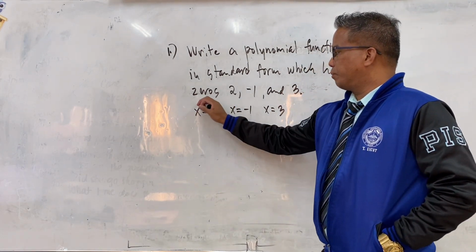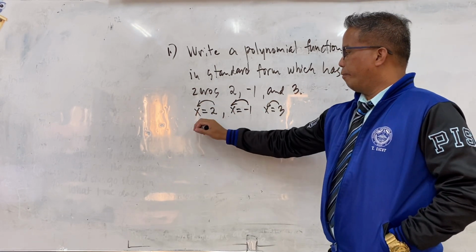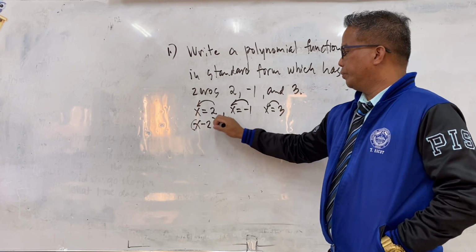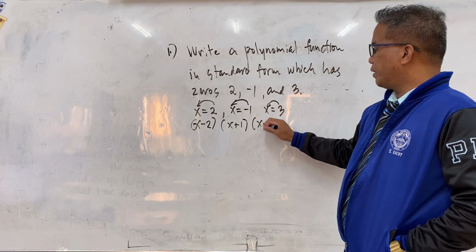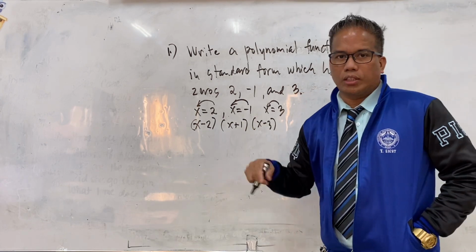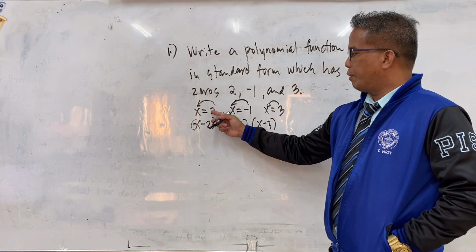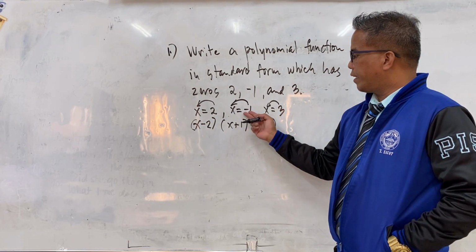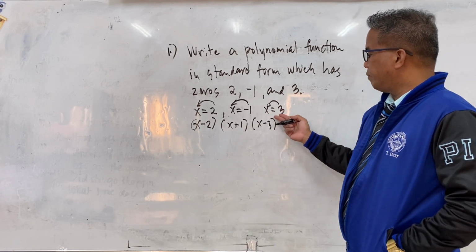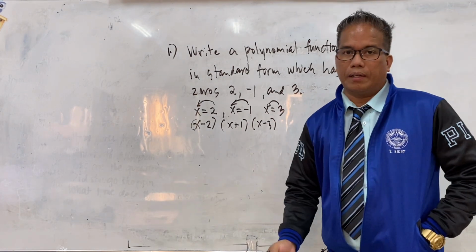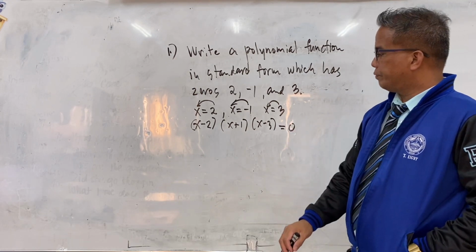Then you're going to transpose this. Okay, so it will become now x minus 2 times x plus 1 times x minus 3. So once you transpose, you are going to change the sign. If it is positive, make it negative. Negative will make it positive. Then positive 3, make it negative 3. Okay? Then equated to 0 equals 0.